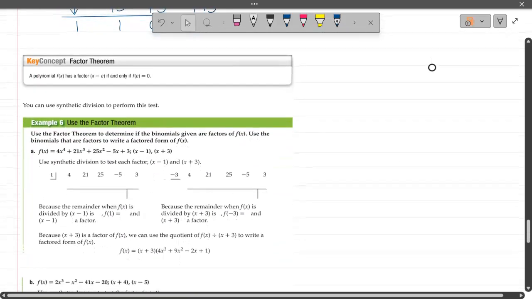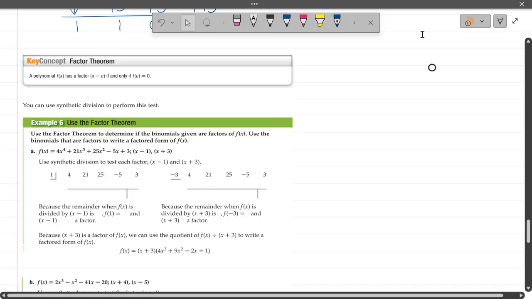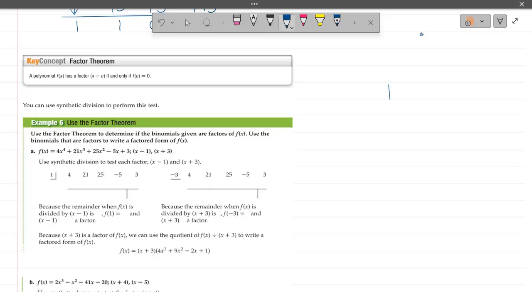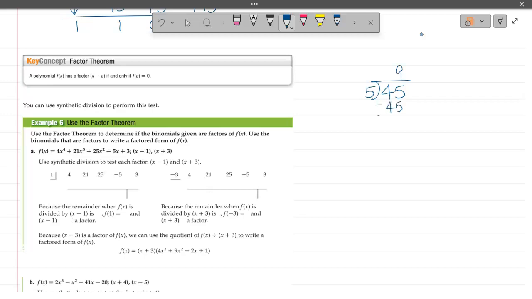All right. We know that something is only going to be a factor if it divides evenly. For instance, if I take the number 45 and try to divide it by 4, that's not going to divide evenly, which means 4 is not a factor of 45. If I try to divide it by a number like 5, it divides evenly with no remainder, which means 5 is a factor.